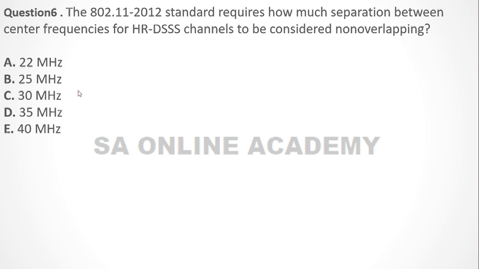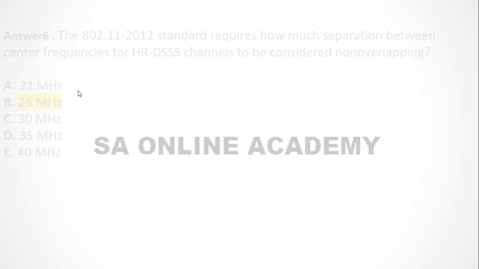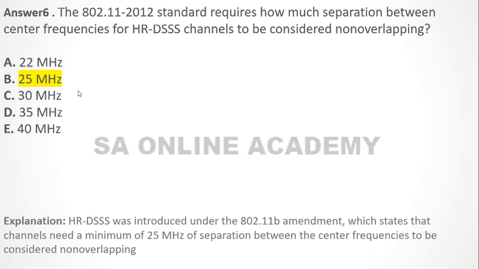Question 6: the 802.11-2012 standard requires how much separation between center frequencies for HR-DSSS channels to be considered non-overlapping? I hope you already know the answer, because the same question was asked in our previous video when we discussed overlapping and non-overlapping channels. Options are A, 22 MHz; B, 25 MHz; C, 30 MHz; D, 35; and E, 40. The correct answer is B, 25 MHz.